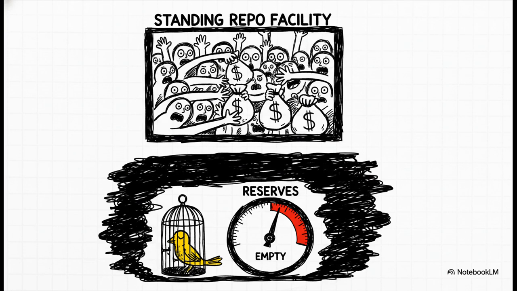So what would be the first warning sign, the canary in the coal mine, so to speak? It would likely be the Fed's emergency lending window, something called the standing repo facility. If you suddenly see banks rushing to borrow tens of billions of dollars from it, that's a blinking red light that cash in the system is becoming dangerously scarce.